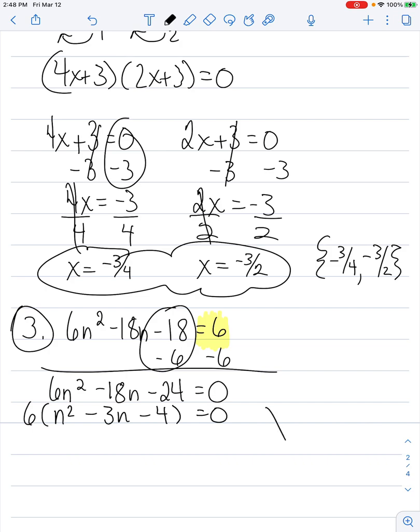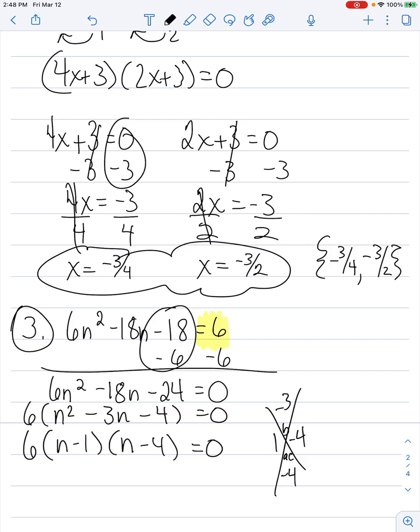Now I'm going to do my magic X has your back. My b is negative 3. 1 times negative 4 is negative 4. And 4 and 1 will work. I'm going to make the 4 negative. 1 minus 4 is negative 3. 1 times negative 4 is negative 4. So I have 6 times n minus 1 times n minus 4 equals 0.